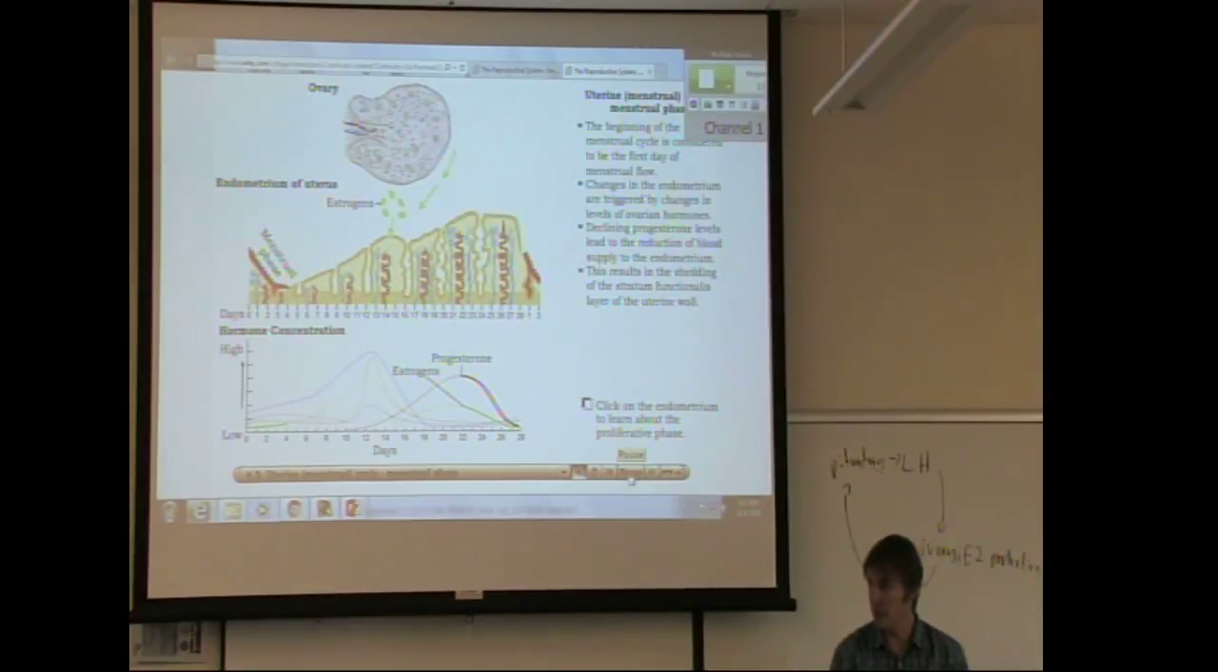All right, so what's the signal for this to happen? Yeah, so low progesterone. That causes reduced blood flow, which makes the cells die and slough off. That's what they're talking about, vasoconstriction of the arterioles. That just means lower blood flow to those cells.